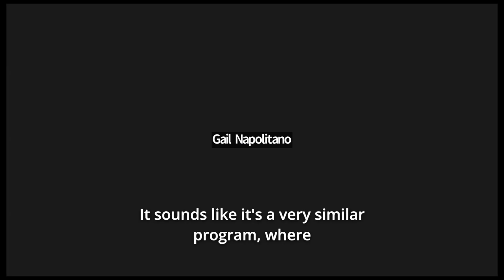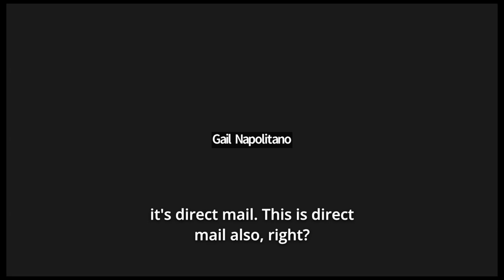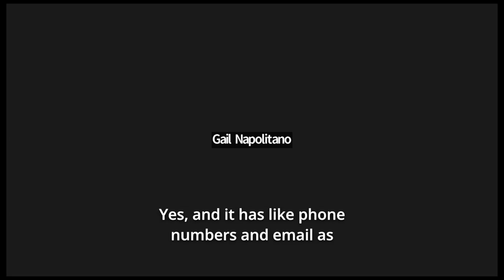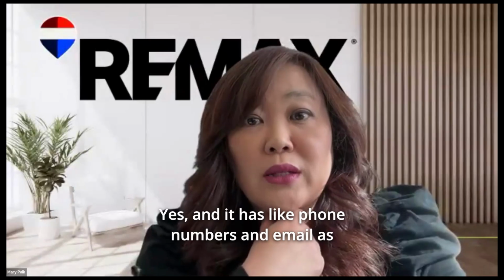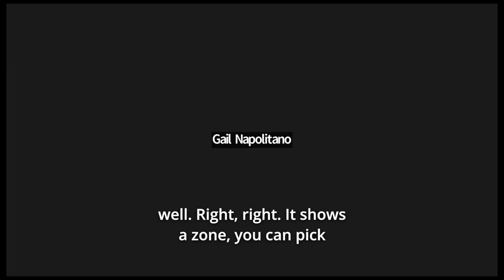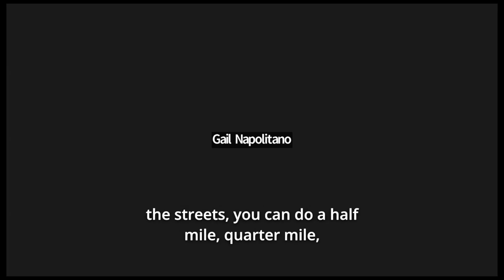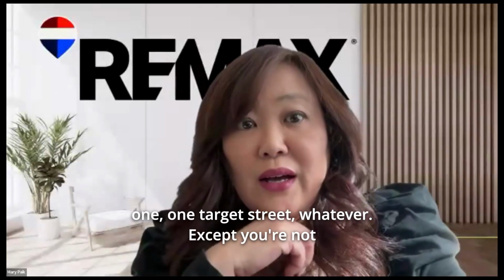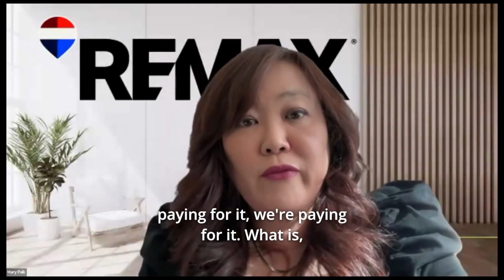It sounds like it's a very similar program where it's direct mail. This is direct mail also, right? Yes, and it has phone numbers and email as well. Right. It shows a zone. You could pick the streets. You can do a half mile, quarter mile, one target street, whatever. Except you're not paying for it, we're paying for it.